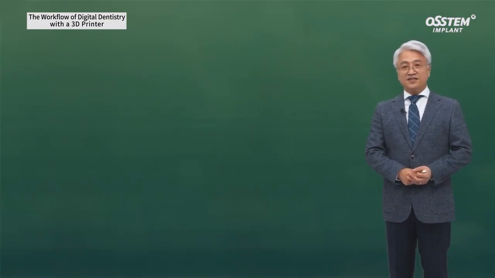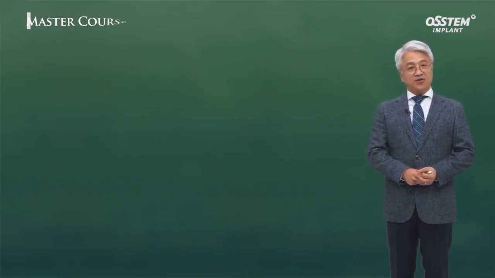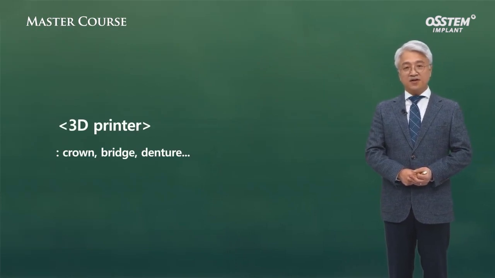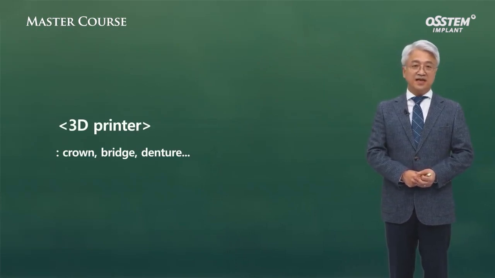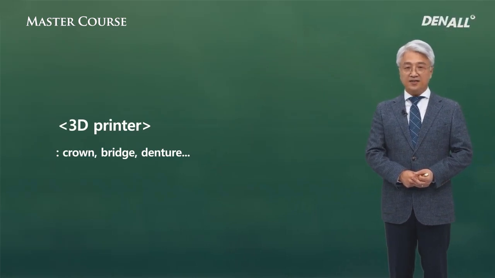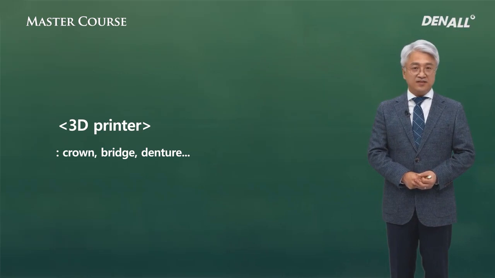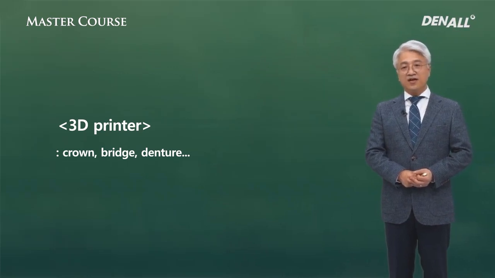How did you like the lecture today? Let's summarize briefly. If you use a 3D printer, you can not just print out crown and bridge, but also denture and guide. You can print out CRS or CR splint. Different appliances can be fabricated.